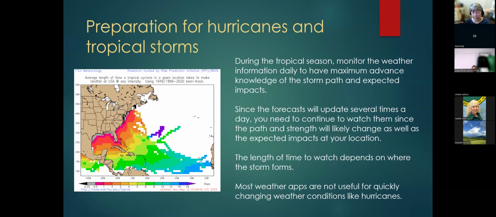If you're using a weather app on your cell phone, don't trust it because they only update about once a day and they are not designed to handle extreme, unusual events like hurricanes very well. So it's fine for general weather information, but I would not be getting storm information from a cell phone app.